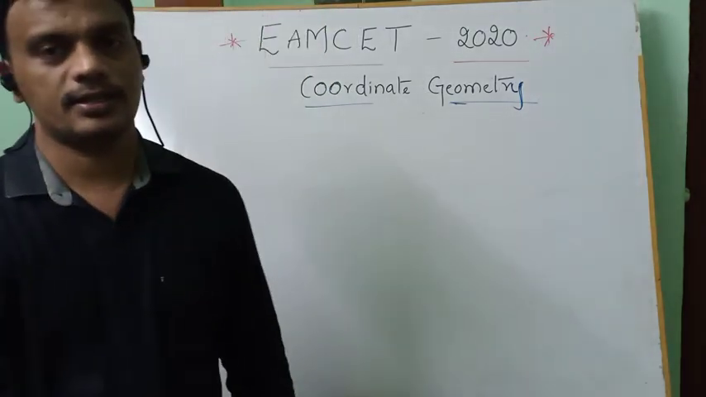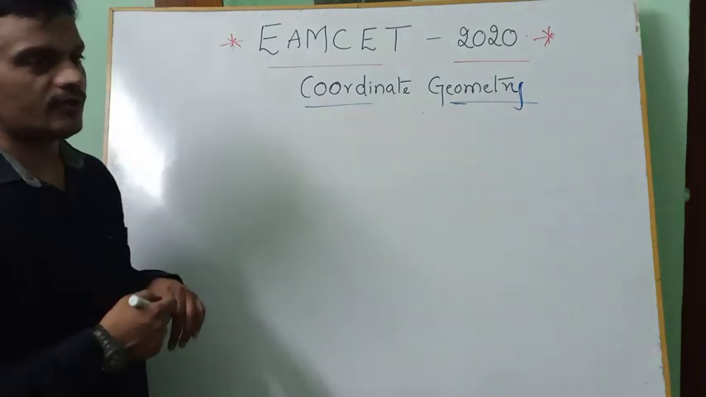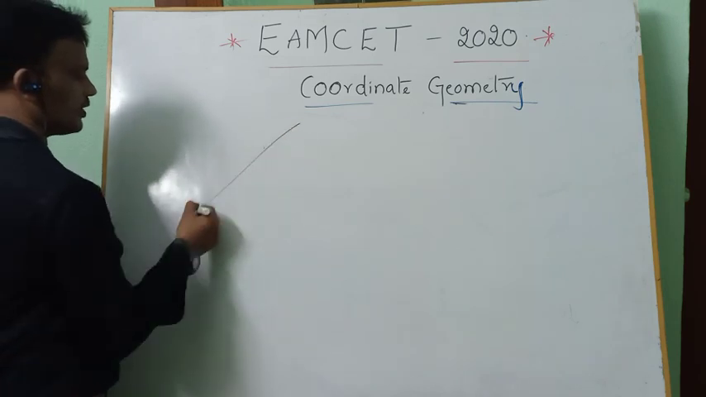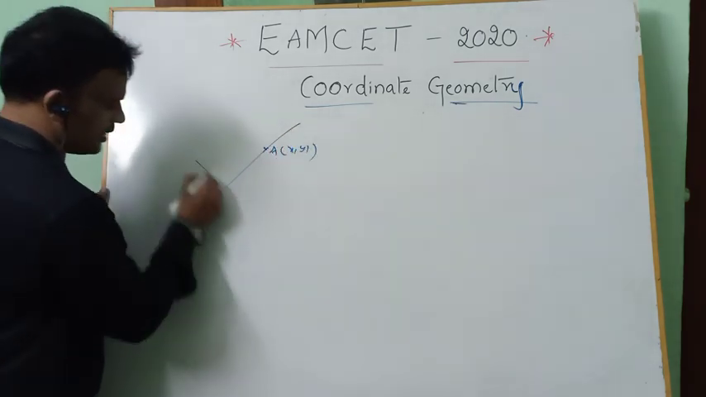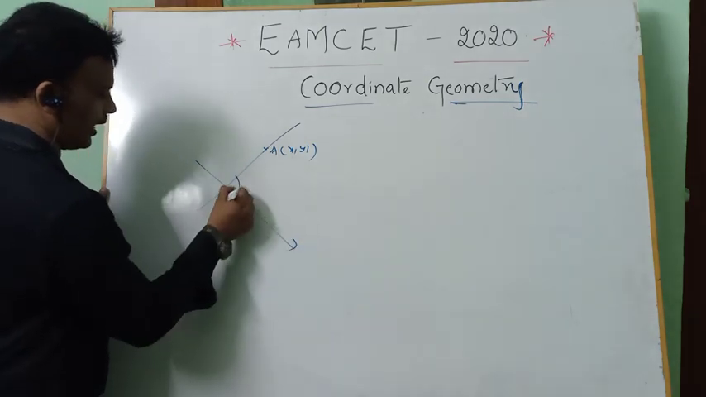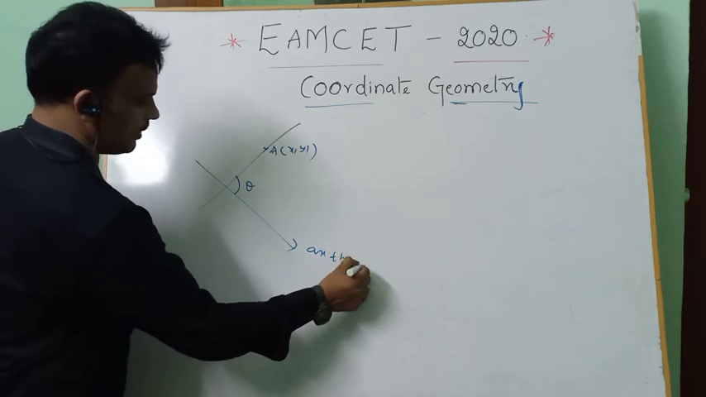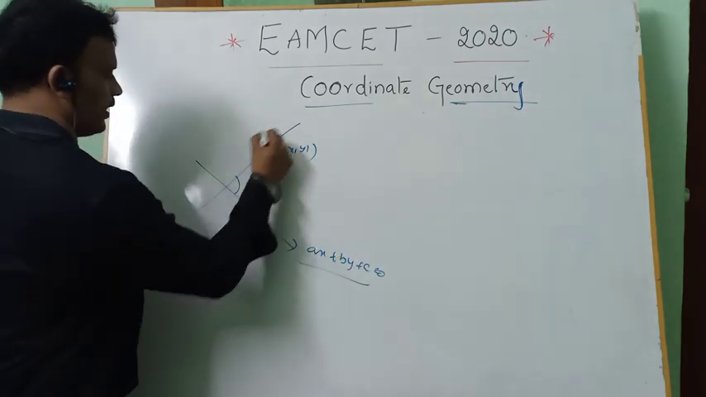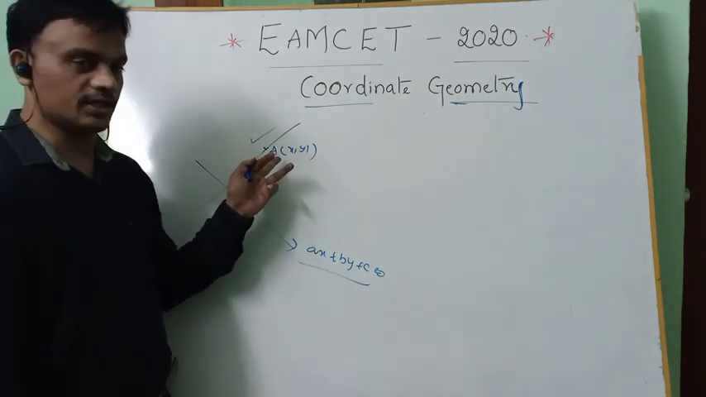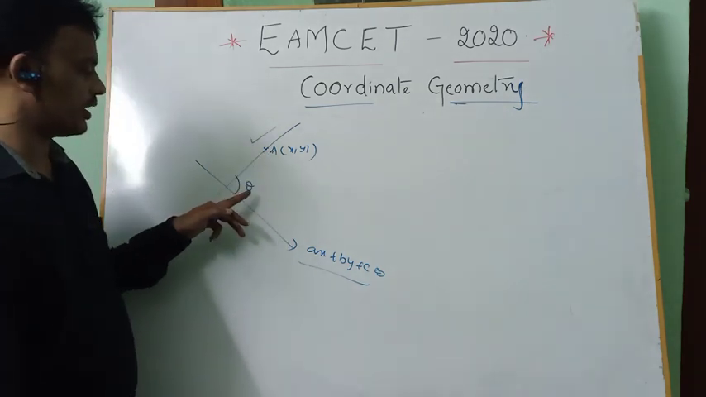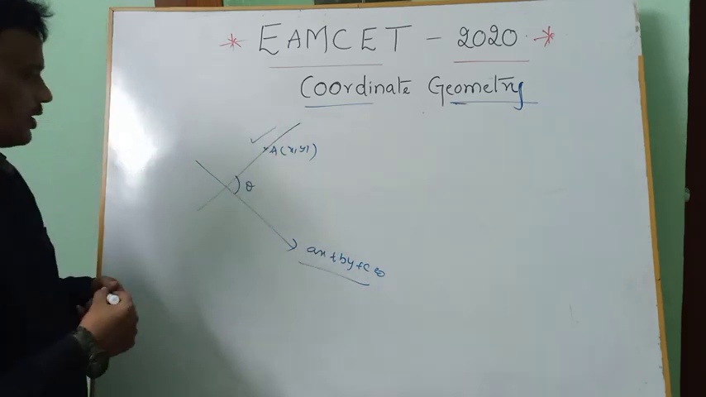From straight lines, there is the angle between two lines, and the equation of the line passing through a point (x1, y1) and making an angle theta with another line ax plus by plus c equals 0. Find the equation of the line like this model: the equation of a line passing through a point and making an angle of, say, 60 degrees with another line. Please practice this type of model.